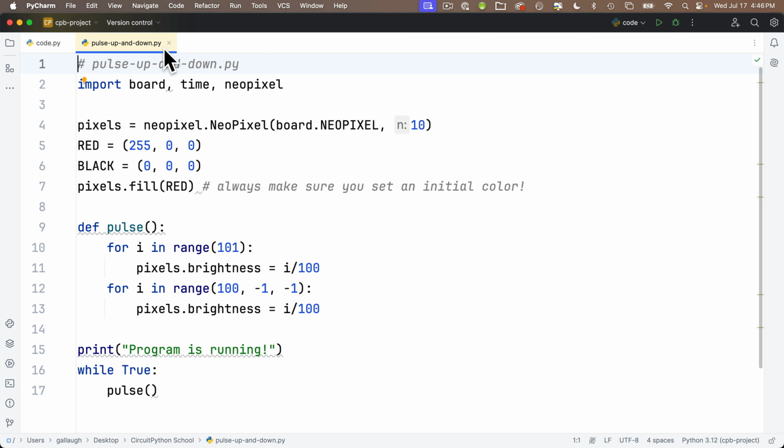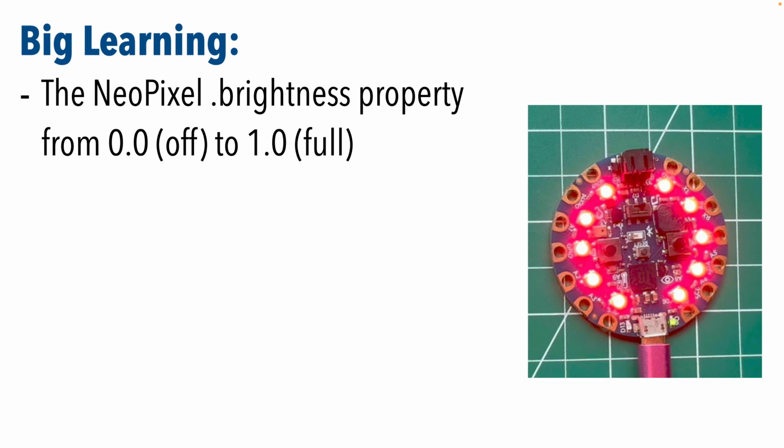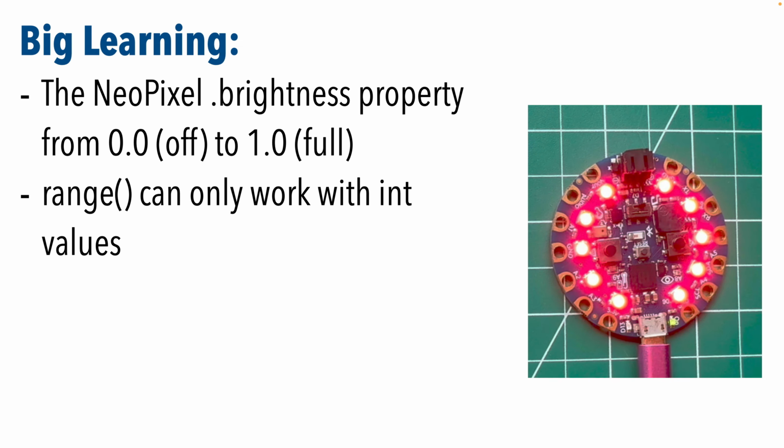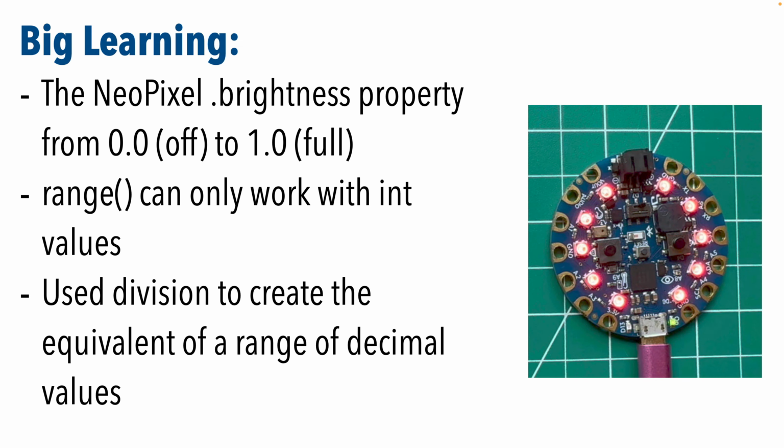So in this lesson, we learned how to use the brightness property, and we learned how to create ranges that would get us to decimal values, even though ranges can't accept decimals. Now in the next lesson, we're going to learn how we can pulse and play sound at the same time.